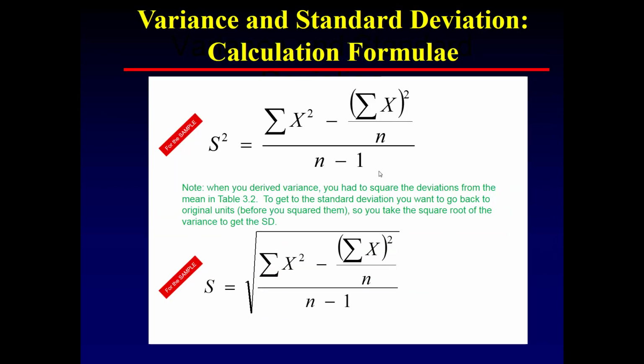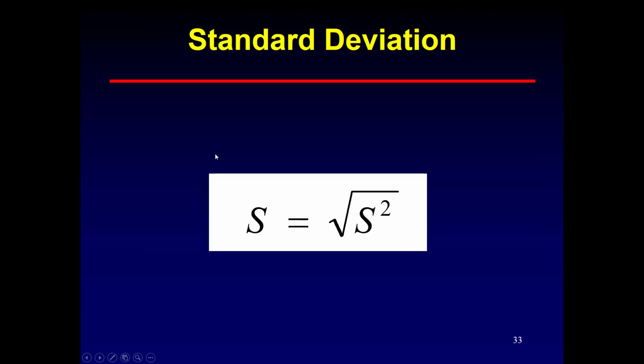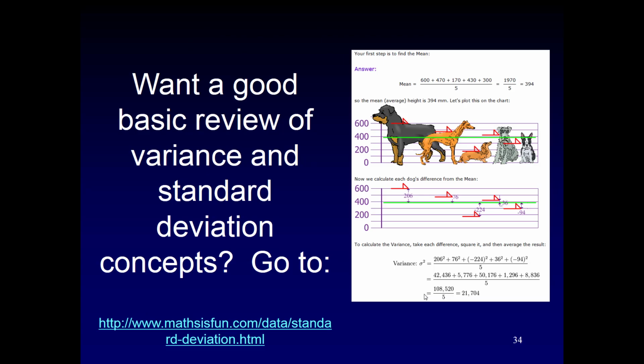So what you're going to see here is the calculational formula for s squared, which represents the variance. Here is the calculational formula for the standard deviation. In order to get back to the original units of measurement, when we talk about a standard deviation, we simply have to take the square root of the variance. That's explained nicely in this particular slide.